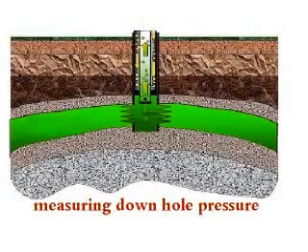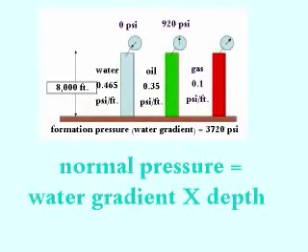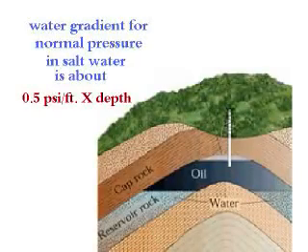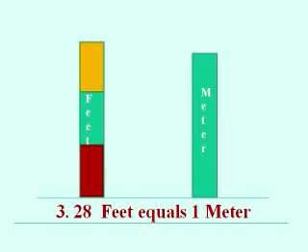In drilling for oil, we use the following mathematical formula for approximating bottom hole pressure. Normal pressure equals the water gradient times depth. The water gradient for normal pressure in salt water equals about 0.5 psi per foot. It will change slightly with salinity, but 0.5 psi per foot is a good approximation. For all of you who use the metric system, 3.28 feet equals 1 meter.